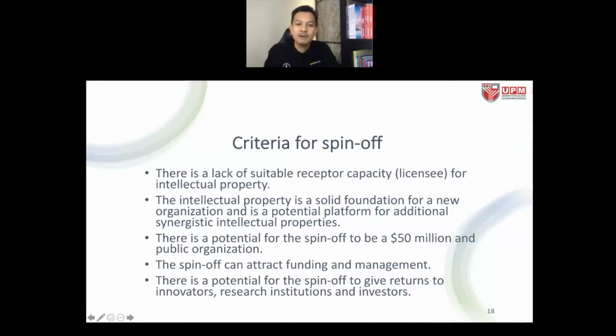In terms of the criteria for spin-off, there are different criteria spelled out in different entities. For example, University Putra Malaysia requires the researchers themselves to take up some or all of the stakes as stakeholders, and we can also hire full-time workers, right? So there is no fixed rule in terms of the criteria, but I just list down here the lack of a suitable receptor capacity licensee for intellectual property.